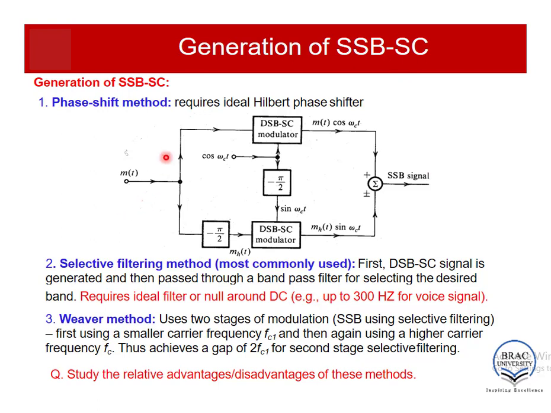So first we have the message, and the message is divided into two parts. The same message is directly passed to a DSBSC modulator. DSBSC modulator simply means multiplying with cos omega c. So you can see that m(t) is coming from here and cos omega c is coming from here. So the output of this modulator is m(t) cos omega c.